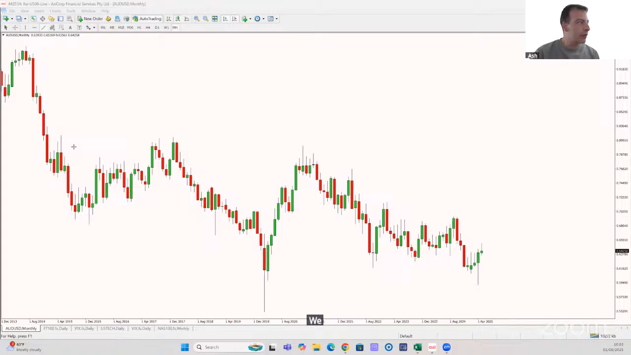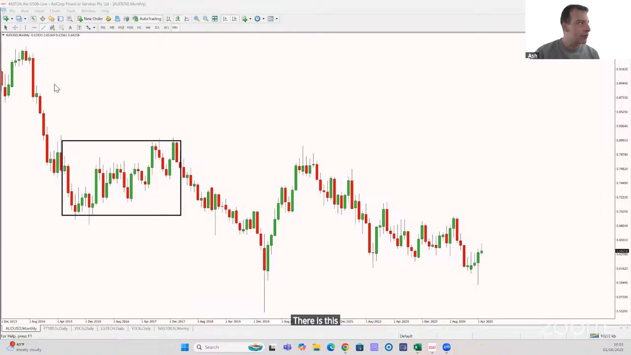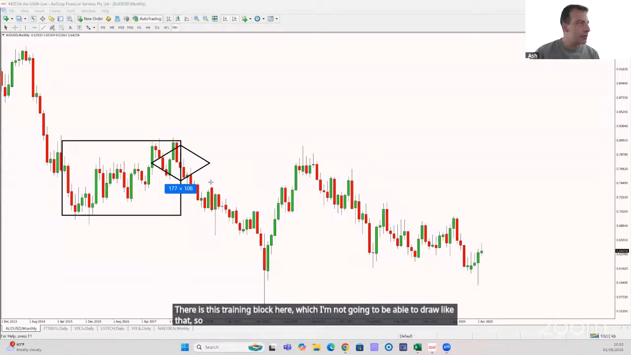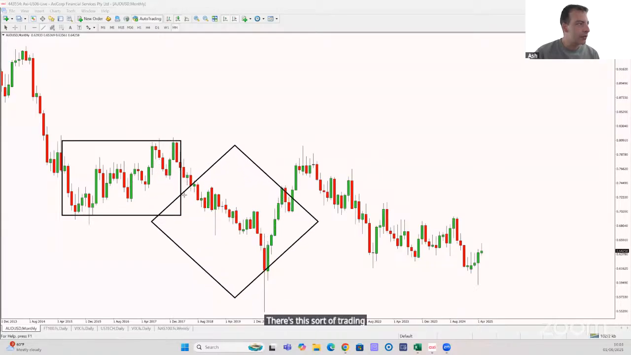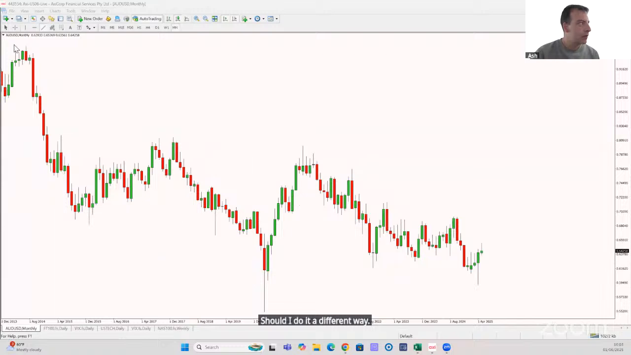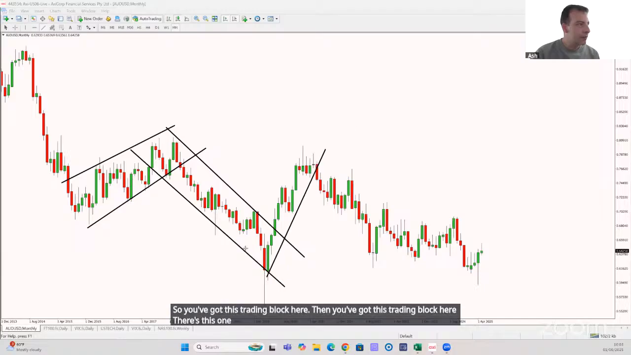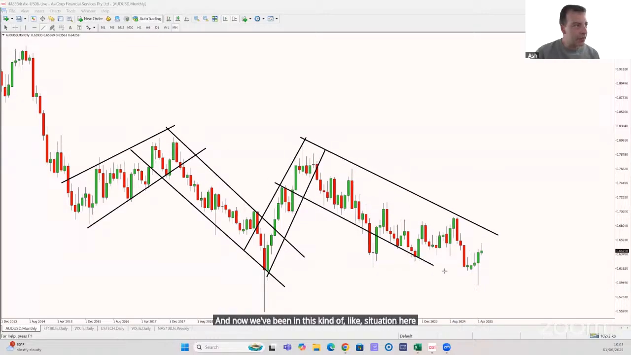We'd see a block here. This is a trading block here. There is this trading block here, which I'm not going to be able to draw like that, so we'll do it like this. There's this sort of trading block that comes down here. That's not particularly good. Actually, let me do it a different way. Let me do it with lines. So you've got this trading block here, then this trading block here. There's this one. And now we've been in this kind of situation here that's been going on.